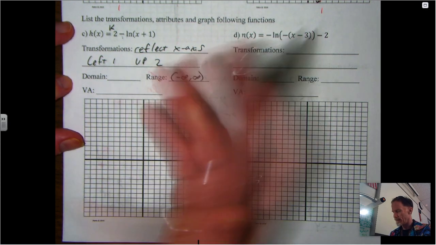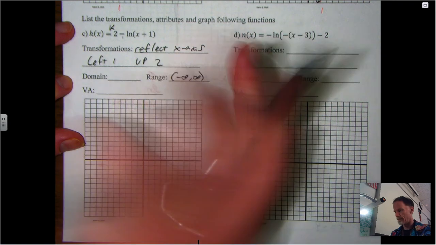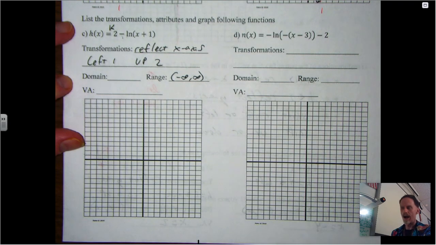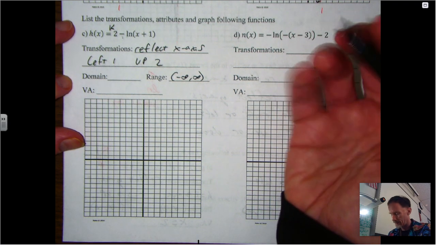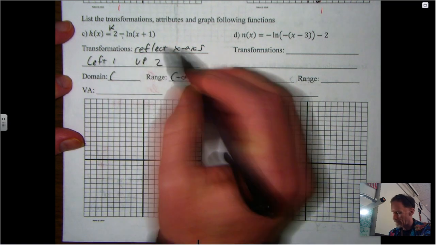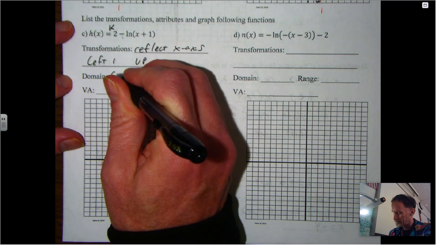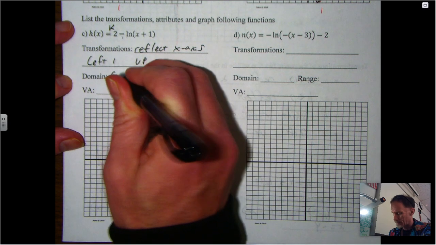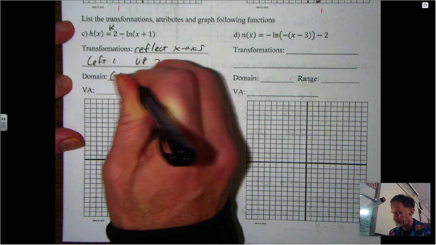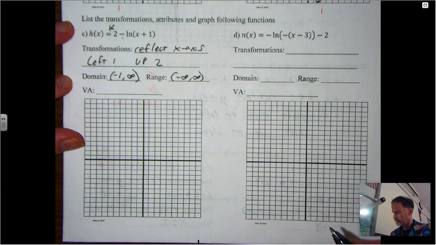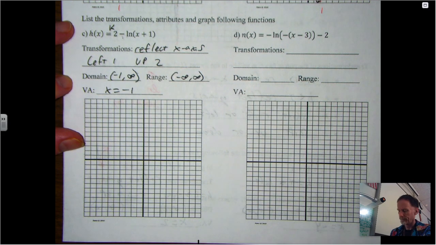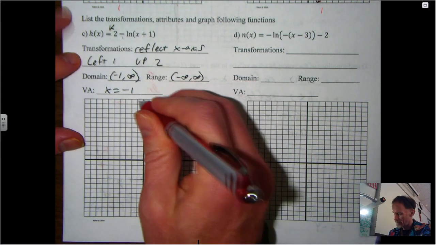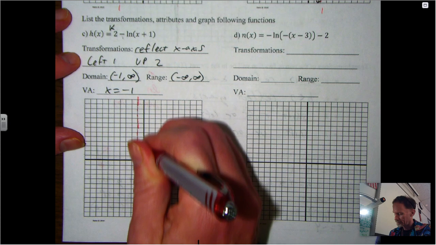Domain, again, the only time the domain is going to change is if it's getting flipped across the y-axis. Going across the x-axis doesn't affect the domain. So it's going to be from negative 1, I should say, negative 1 to infinity. And then the VA, x equals negative 1. So draw your asymptote in there. I like doing that first.